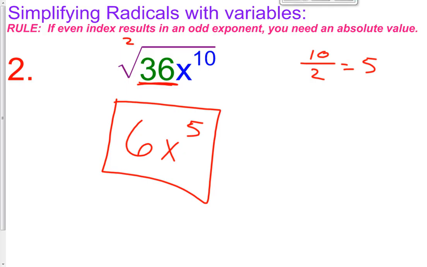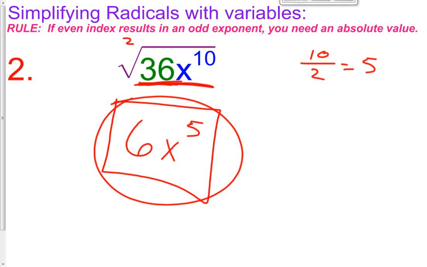And again, if you think about squaring this, what's 6x to the 5th times 6x to the 5th? It's 36x to the 10th. So the square root of 36x to the 10th, there's our answer, 6x to the 5th.